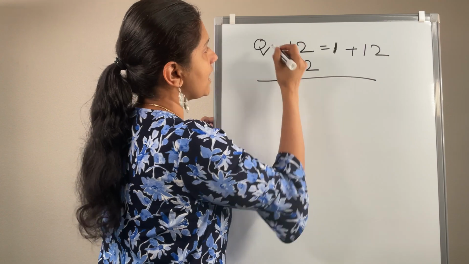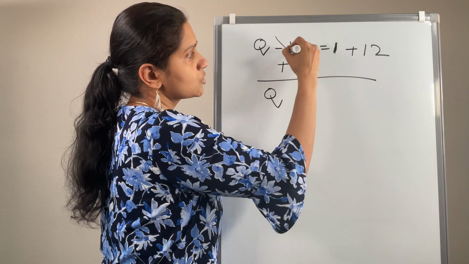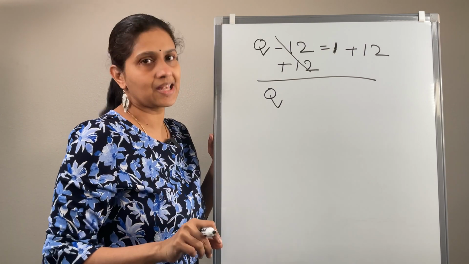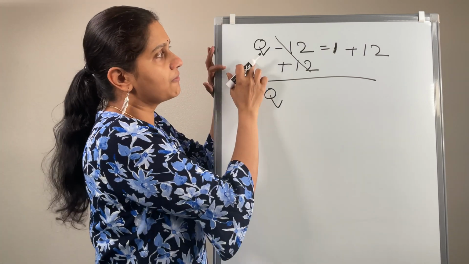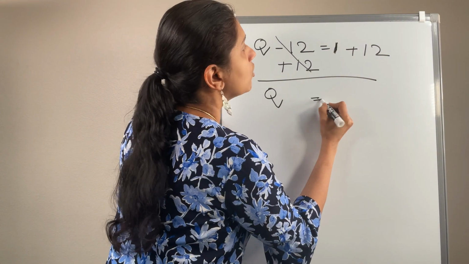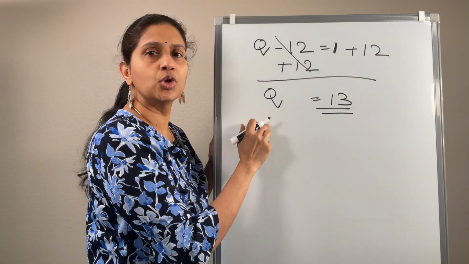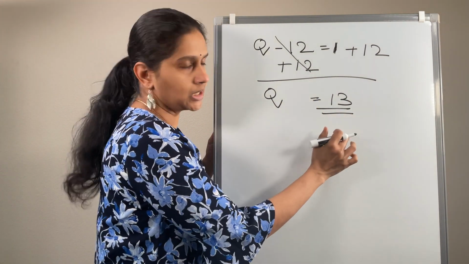Now, we have isolated this variable q because negative 12 plus 12 is going to be equal to 0. So, it will get cancelled out. So, what we are left with is q. So, we have isolated the variable q. That is equal to 1 plus 12, it's going to be 13. So, the value of q is going to be equal to 13.